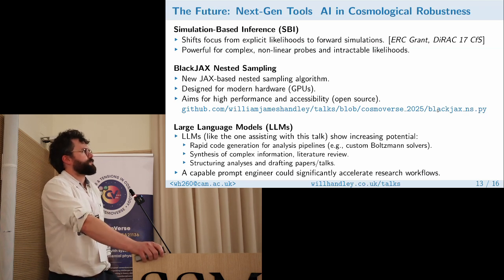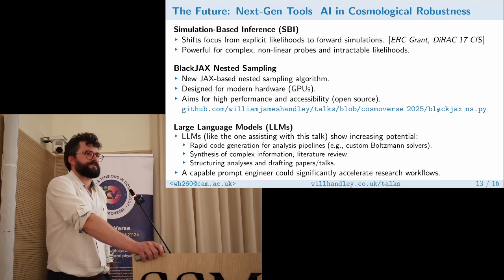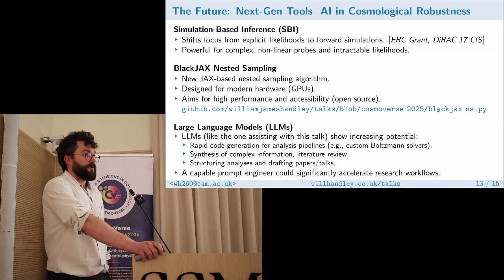And then the biggest theme, that I think is still something that people are waking up to gradually, is large language models, okay? I made this talk this morning with large language models, okay? From scratch. There's no slides that I've presented before.